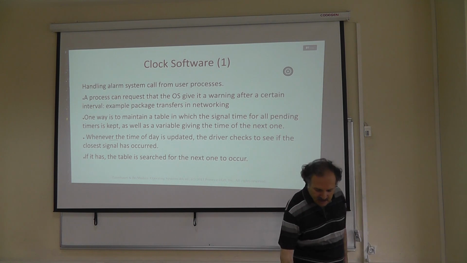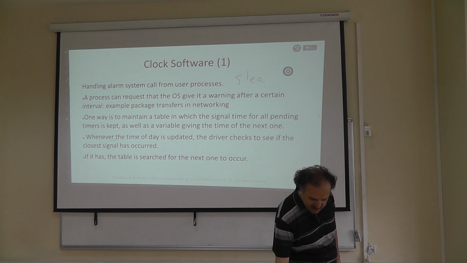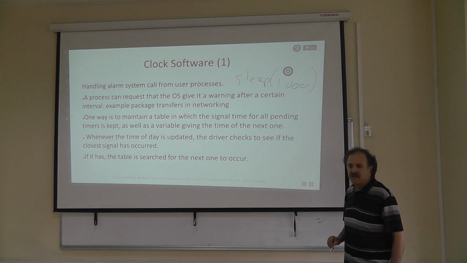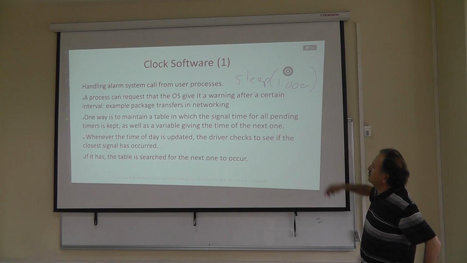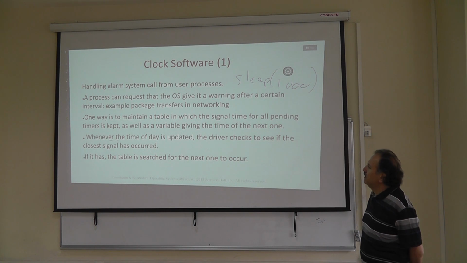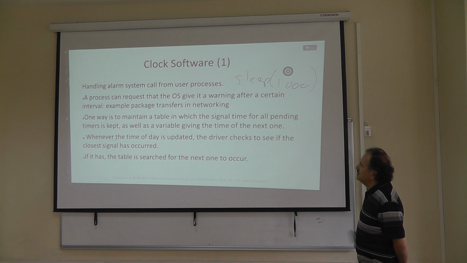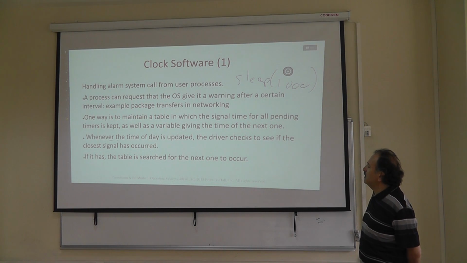You know this C routine, when you say sleep 1000, that means that I want to sleep for 1000 milliseconds. When you call this function, it makes a system call. Now your process is blocked for 1000 milliseconds. After 1000 milliseconds, an interrupt will be generated by the clock driver, and that interrupt will be handled and your process will be woken up. So this is called the alarm system call. You are setting up an alarm.